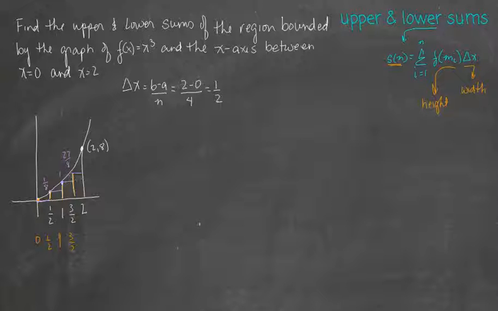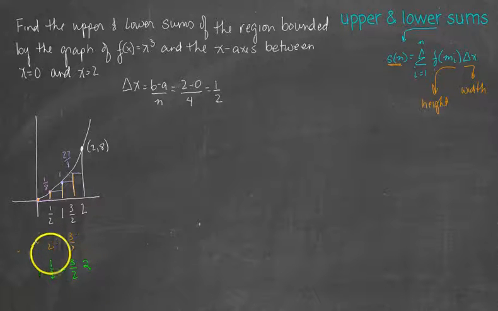We haven't started the upper sum yet because we're looking for the lower right now. But the upper sum values happen at the right-hand side. The highest part of the first partition happens at x equals 1/2. The highest part of the second partition happens at x equals 1. The highest for the third partition is at x equals 3/2. And the highest of the fourth partition is at x equals 2.